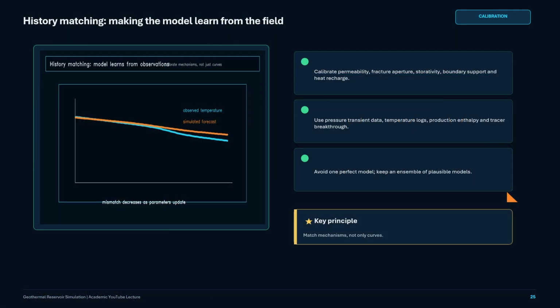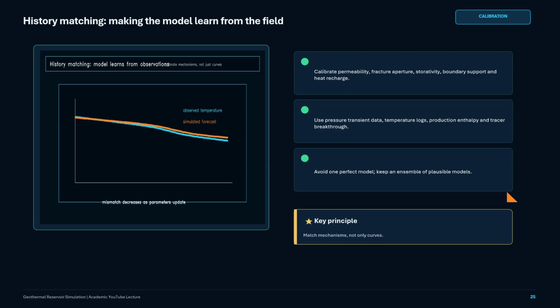History matching is where the model learns from the field. We adjust uncertain parameters such as permeability, fracture aperture, storativity, boundary support, and heat recharge until the model reproduces observed pressure, temperature, enthalpy, and tracer behavior.